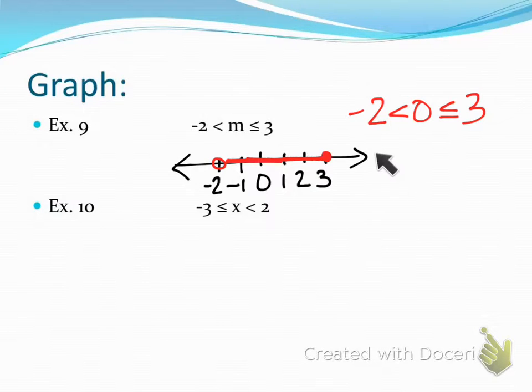Also, that's why we didn't shade outside on either side of these. Because if we were to pick a number bigger than 3, it's not going to be less than or equal to 3. Okay, so that's why only the numbers in between those are going to work. Alright, let's try another one that is similar.